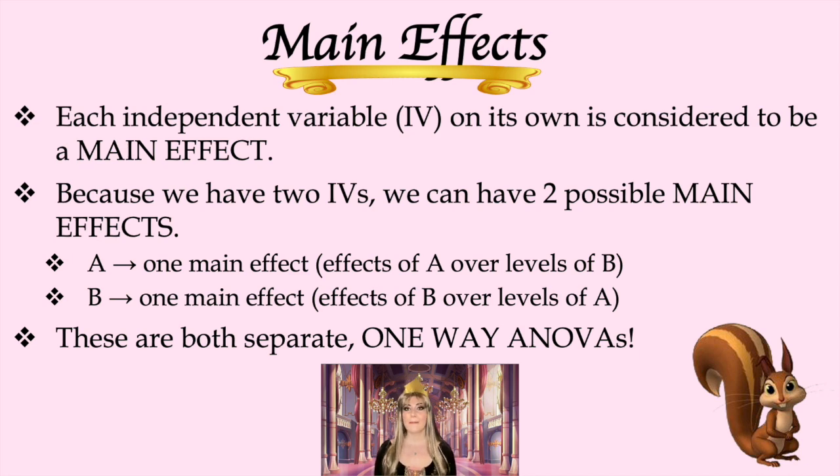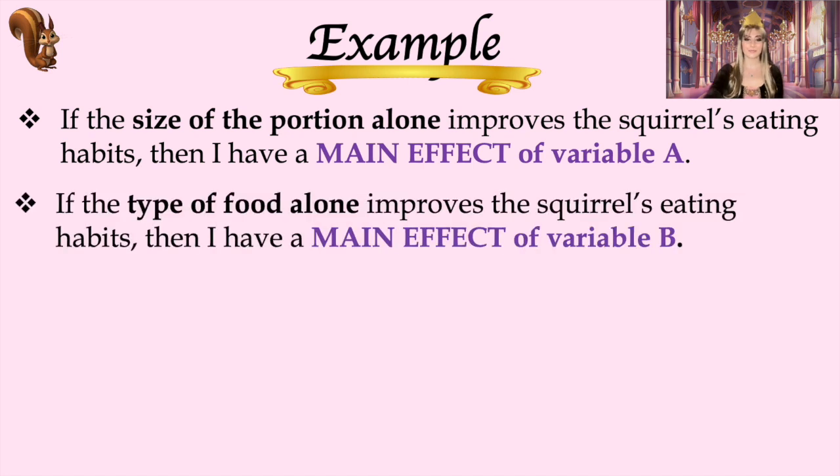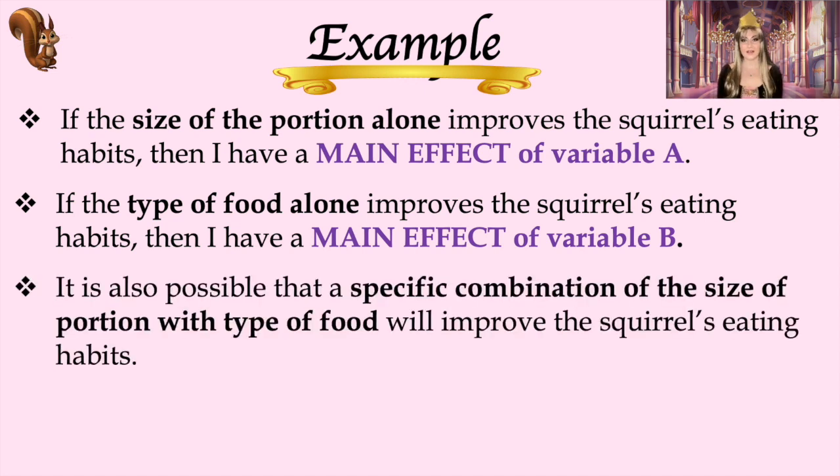So those are the 2 main effects. If the size of the portion alone improves the squirrel's eating habits, then I have a main effect of variable A. If the type of food alone improves the squirrel's eating habits, then I have a main effect of variable B. But it is also possible that a specific combination of the size of the portion with the type of food will actually improve the squirrel's eating habits.